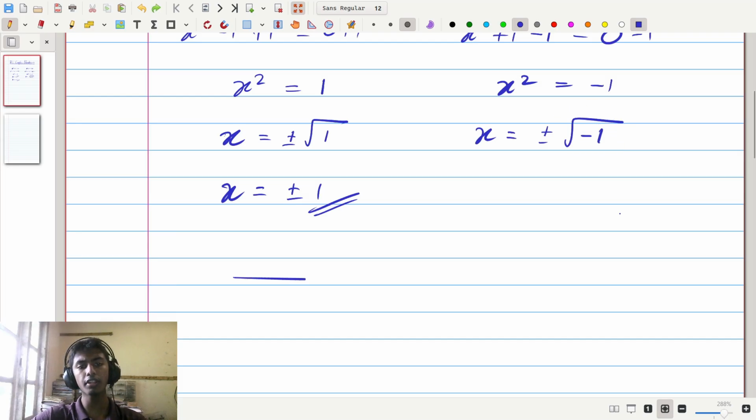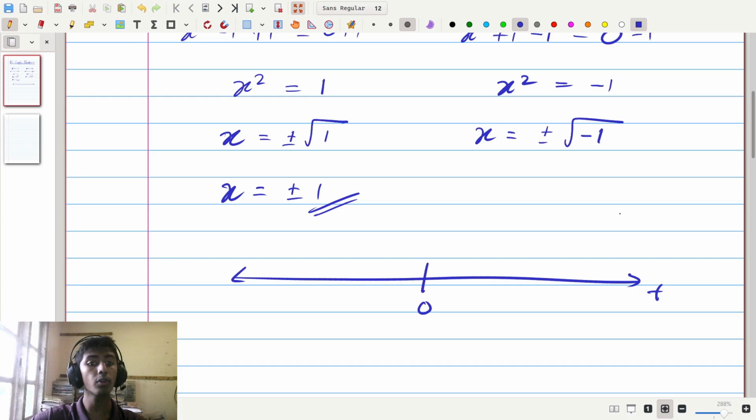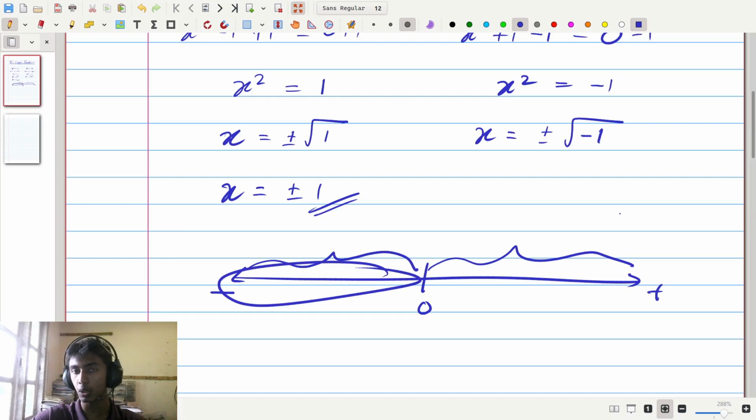So if you consider the real number line like this, we have 0 in the middle, we have all the positive numbers to the right side and all the negative numbers to the left side. We've established that it is not a positive number, meaning that the square root of negative 1 is not an element of this set. We've also established that the square root of negative 1 is not an element of this set, since it is not a negative number. We've also finally established that the square root of negative 1 is not equal to 0.